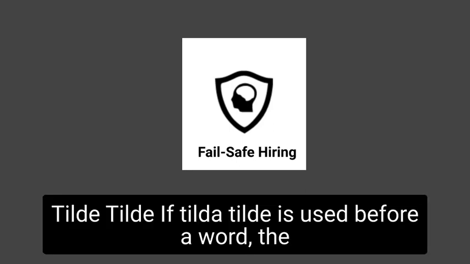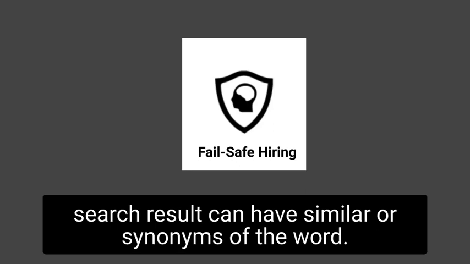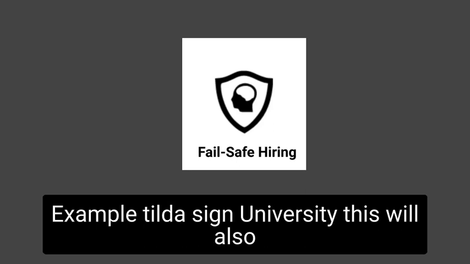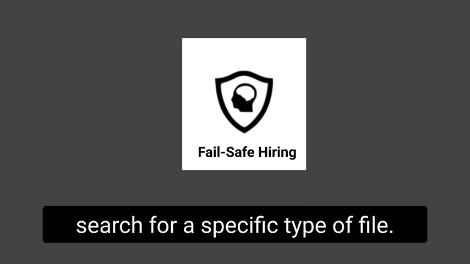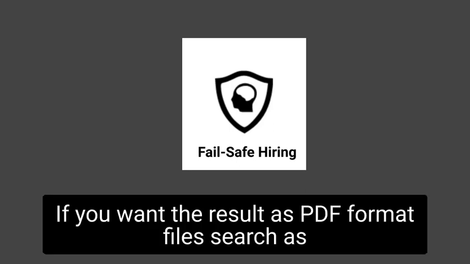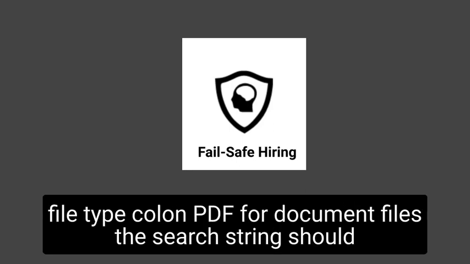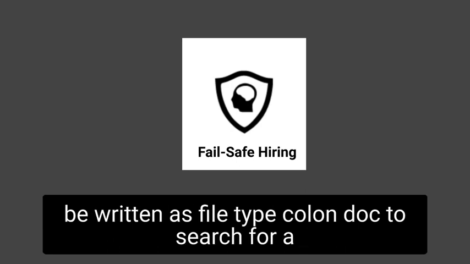Tilde sign. If tilde is used before a word, the search result can have similar words or synonyms of the word. Example: ~university. This will also search high schools, higher education institutions. File type. To search for a specific type of file. Example: if you want the result as PDF format files, search as filetype:PDF. For document files, the search string should be written as filetype:doc.